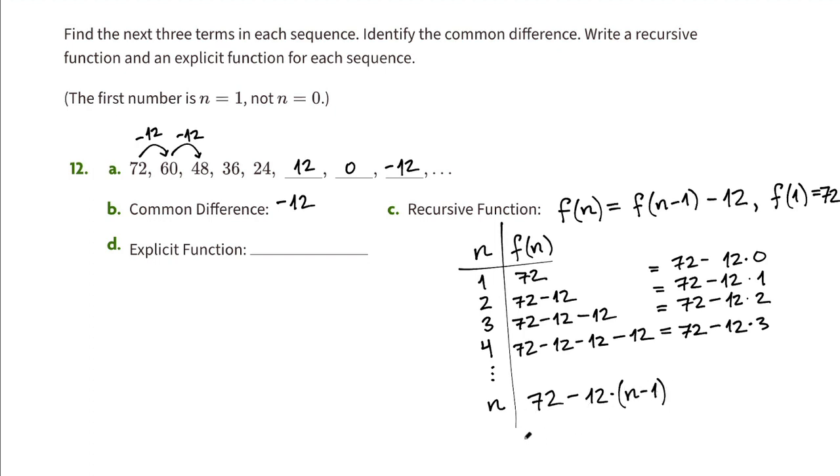We can then write this as a function, f of n equals 72 minus 12 times n minus 1. And there's our explicit function, which gives us any term of our sequence if we plug in n, the number of the term.